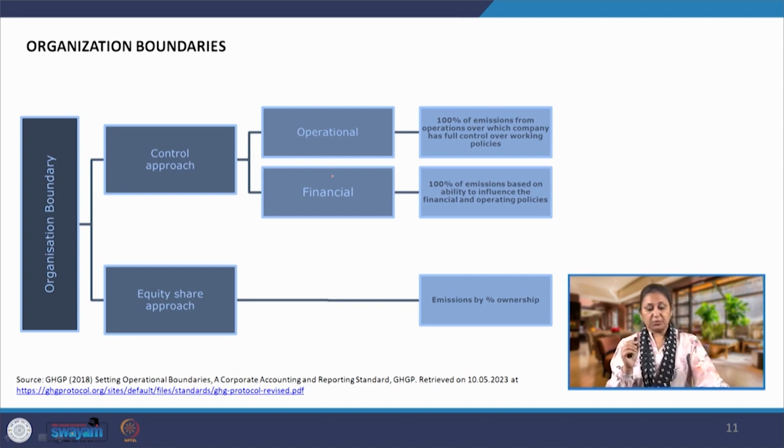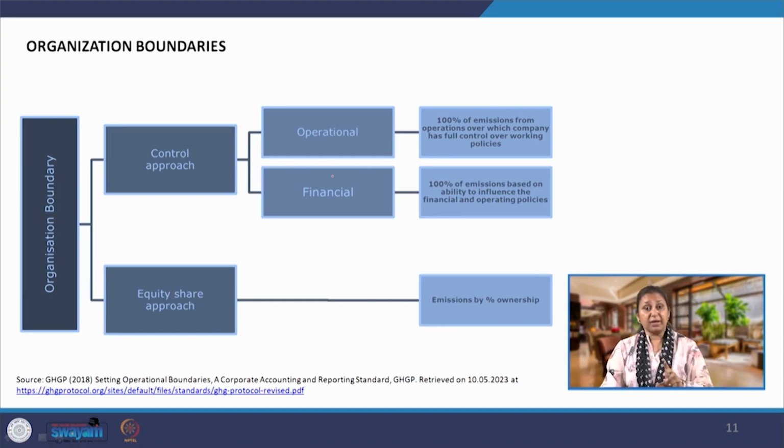So, operational approach is where the company has 100% control over the operations of a subsidiary company or anything working under it, that is called an operational approach. And financial approach is where again the company has complete control of its financial operations. So, that is where it is known as financial control approach.